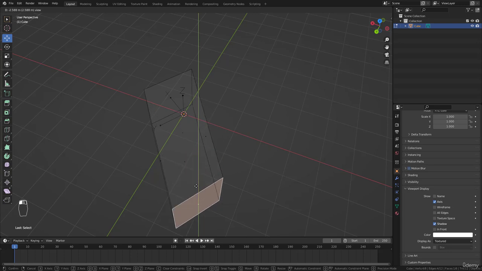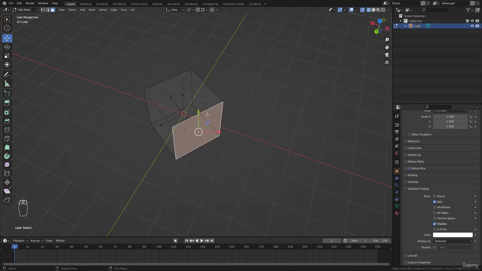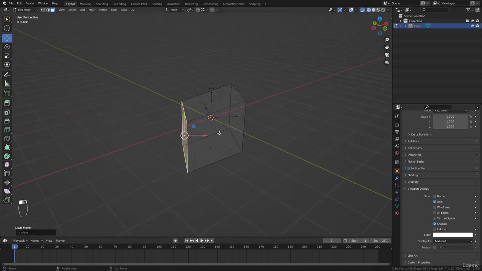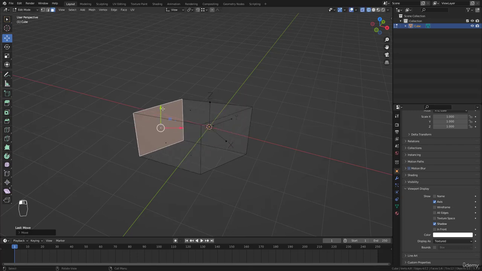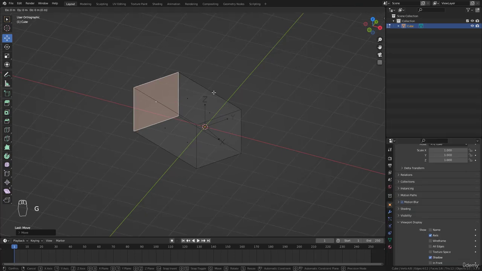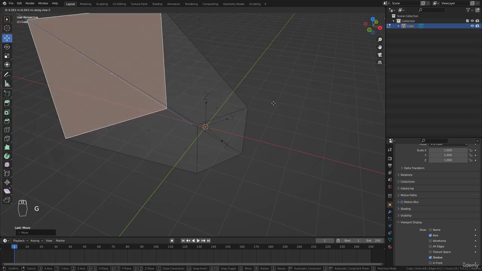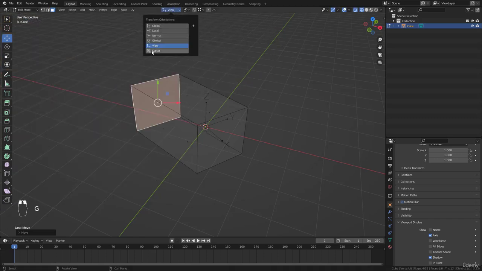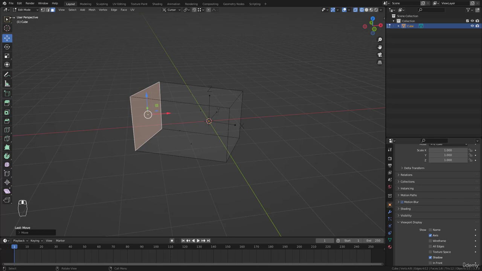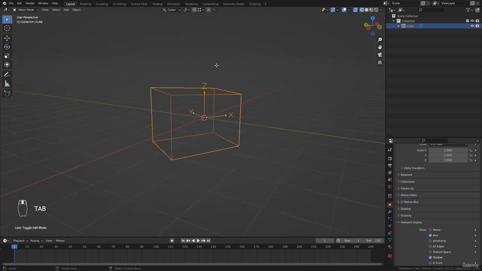From top to bottom, it's the y-axis. This is the x-axis, and it always stays the same no matter how you turn, right? And where is the z-axis? The z-axis is not seen here because it's directly pointing at you. So gz, and you can see it's coming towards you and away from you. This is view. And cursor can be useful from time to time, but personally I never use it.